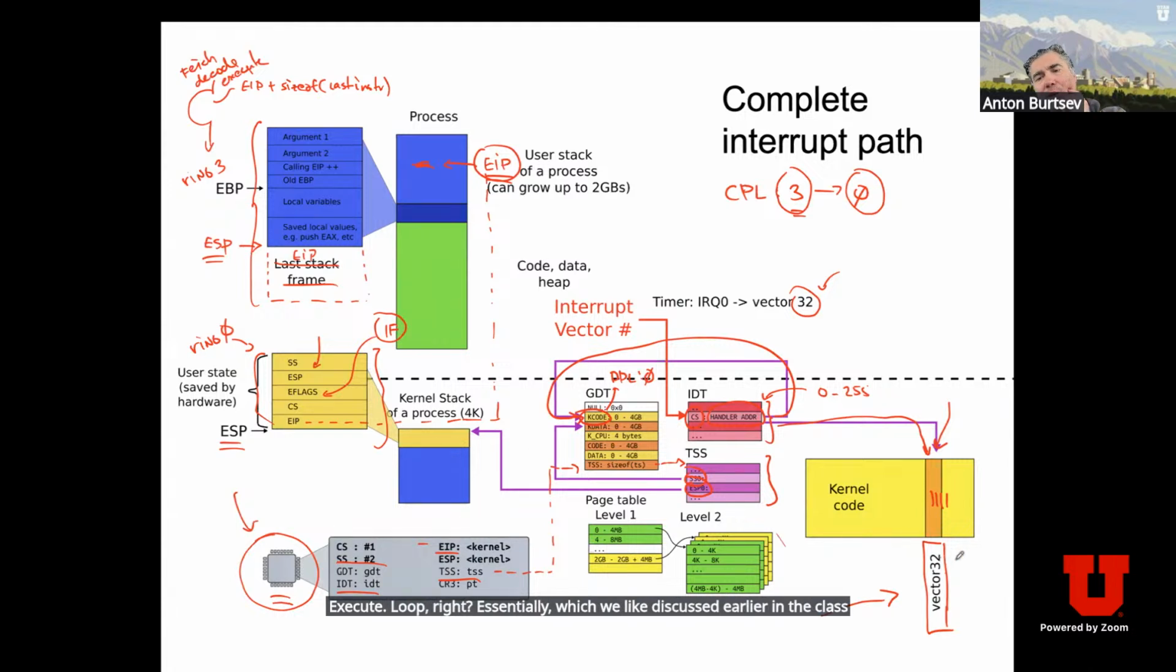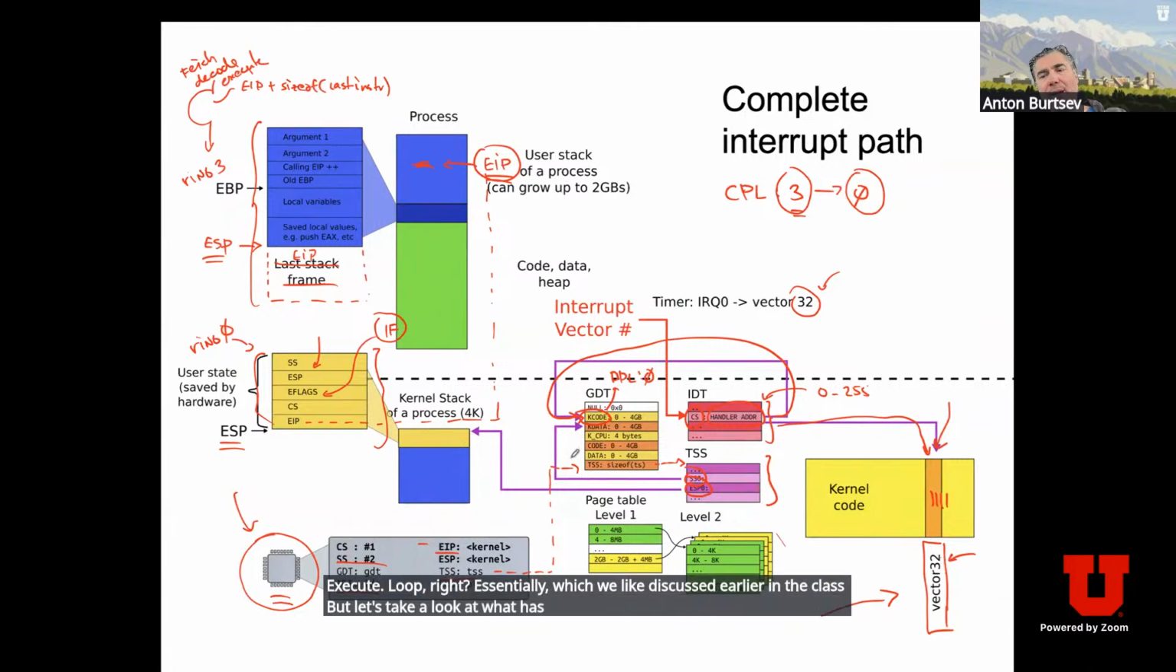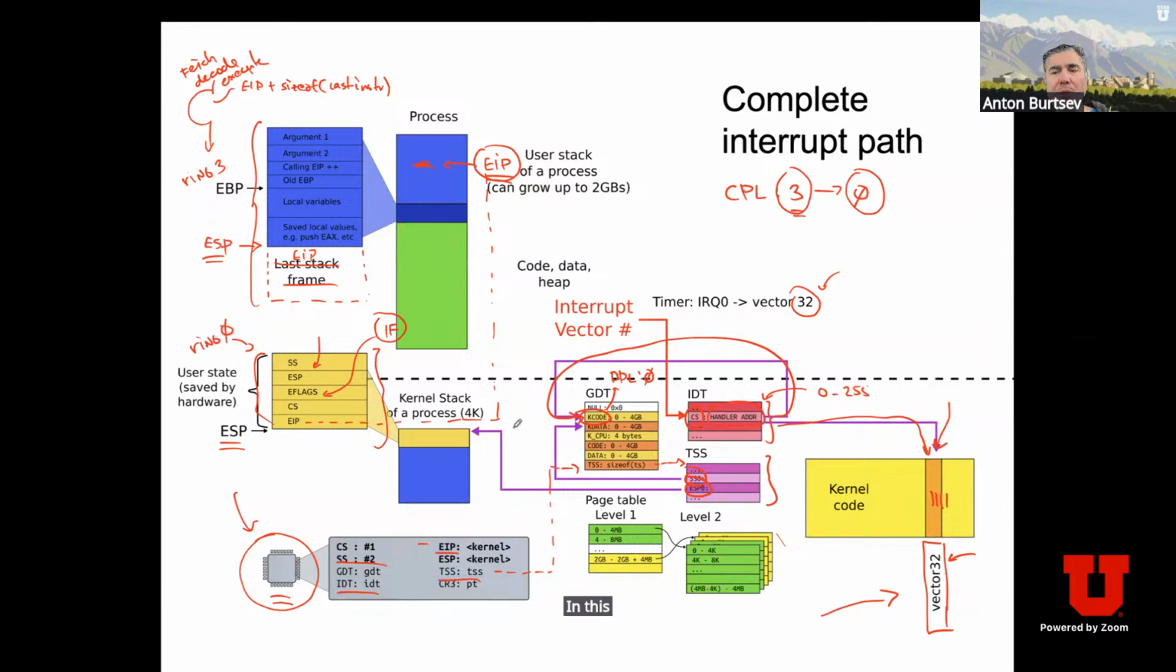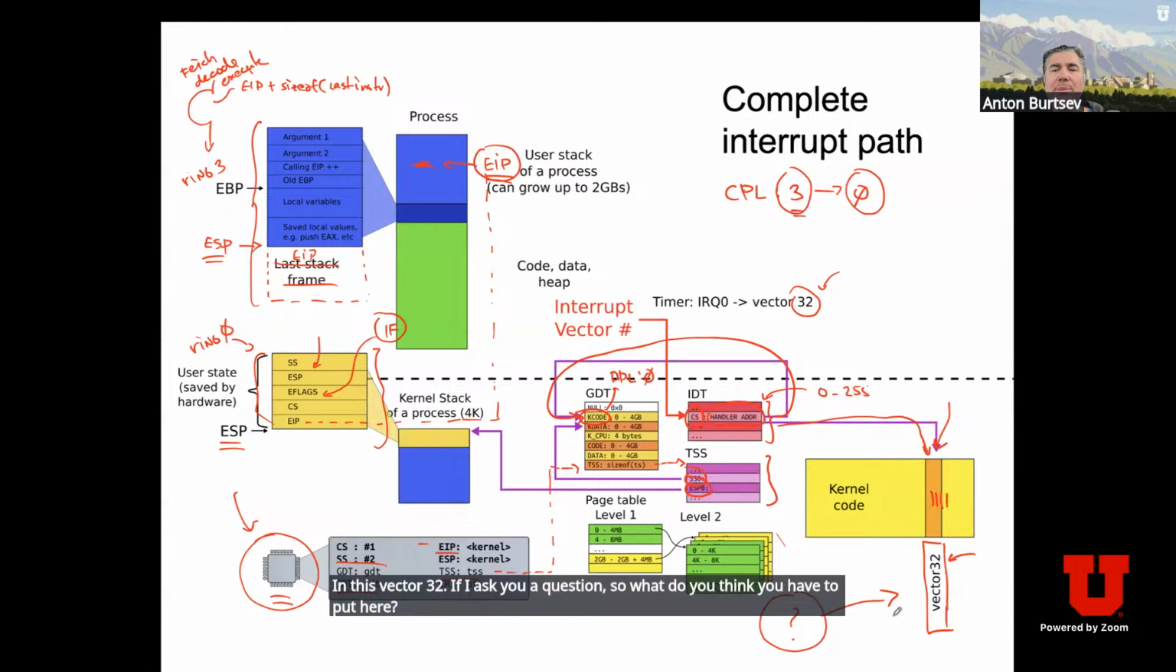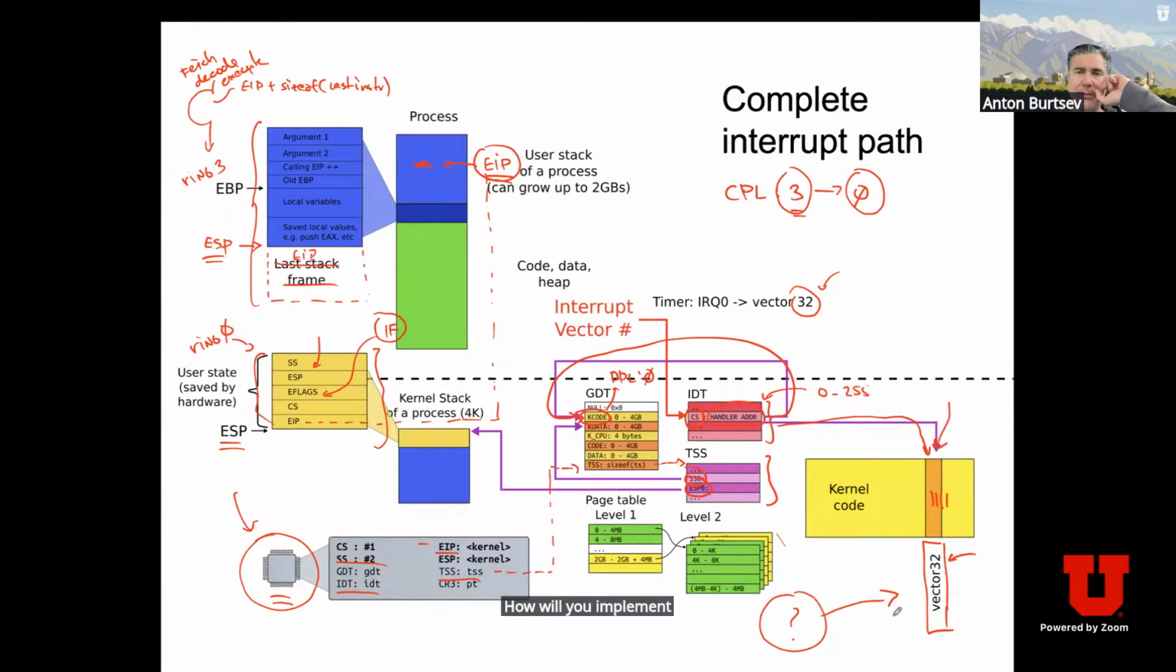But let's take a look at what has to be here in this vector 32. If I ask you a question, what do you think you have to put here? How will you implement this interrupt handler? What needs to go inside? If you were the one who codes it.